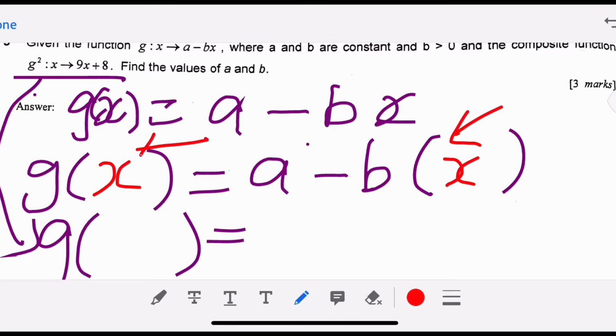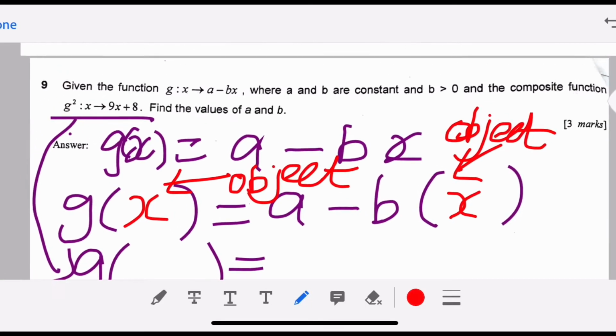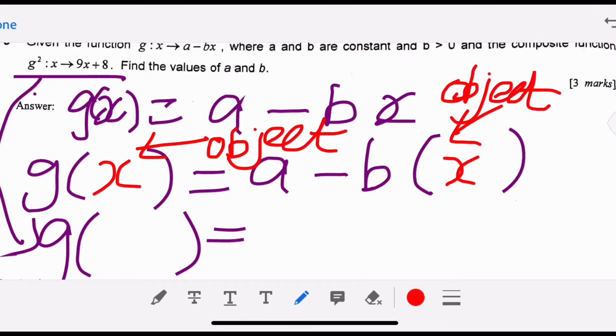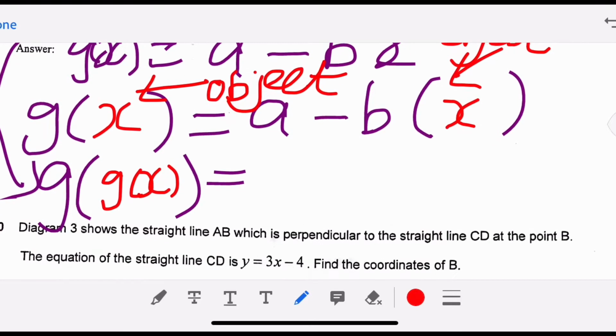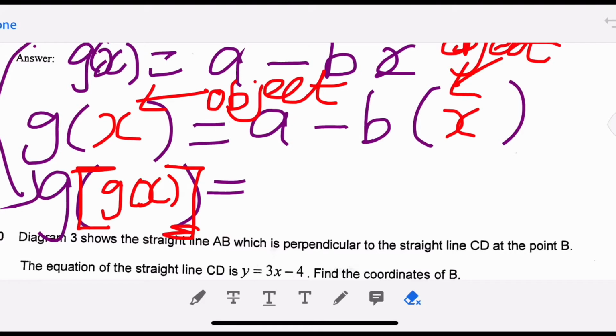So let's say we start with the function g with the object x in red color. For g(x), you follow the question: a is still a, minus still minus, b still b, multiplied by the object. So the object is x. Now for composite function, I'm going to substitute the object, which is g(x). It composes another function, right? It doesn't mean g square. G square is a totally wrong concept. So you substitute the object g(x) into the function g.